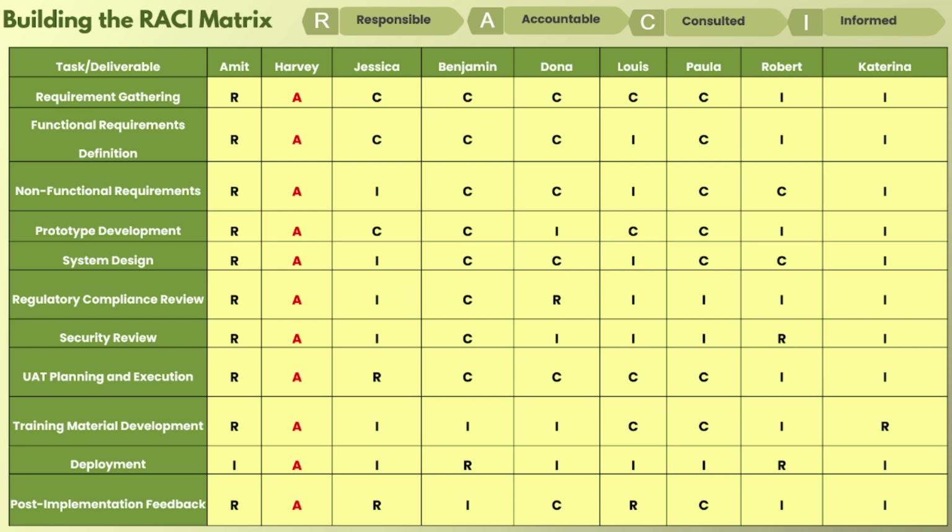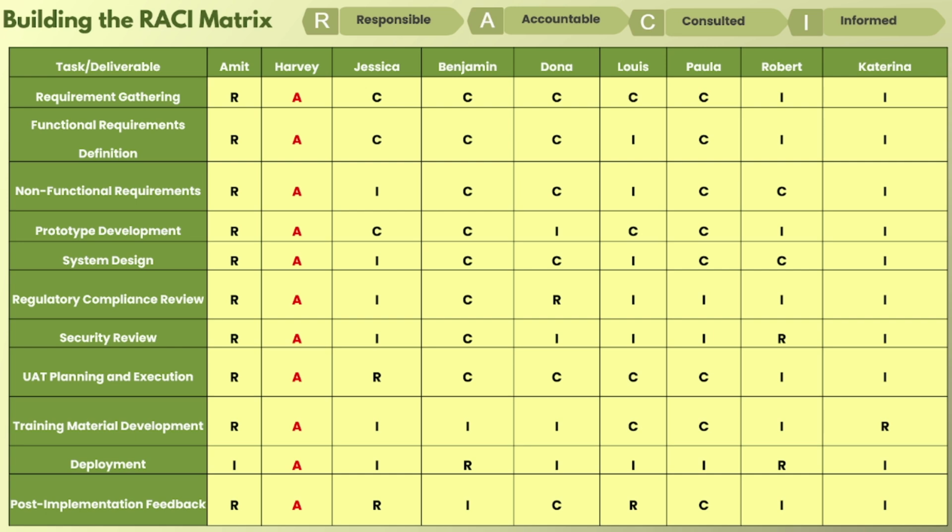But Harvey, who is the product owner, or rather the project manager, is considered as A, and I specially highlighted A in red, because as I mentioned earlier, there should be only one accountable person in the RACI matrix to avoid confusion.